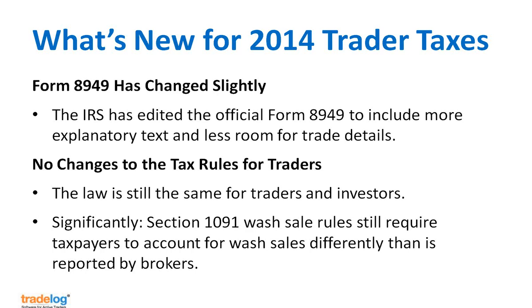And that's because there's really no changes to the tax rules for traders. The law is still the same for traders and investments. Most importantly, significantly, is the Section 1091 wash sale rules. Those are the same. It still requires taxpayers to account for wash sales that are not reported by the brokers. And that's something that we've talked a lot about in our past webinars, our blog articles, and emails. And hopefully most of you are aware of that when it comes to wash sales, the brokers are exempt from reporting everything on the 1099 that you as a taxpayer are required. And there's no change with that.